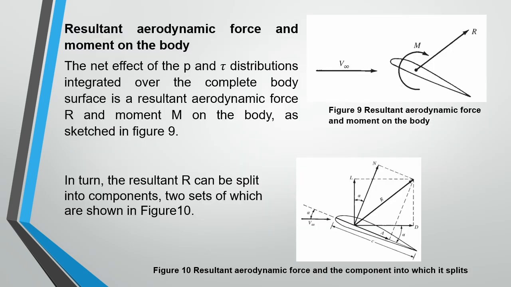Now, let's talk about the resultant aerodynamic force and the moment on the body. So the net effect of the pressure and the shear stress distributions integrated over the complete body surface is the resultant aerodynamic force. However, the moment on the body, as sketched in the figure, is the moment of the resultant force. In turn, the resultant air force can be split into components, two sets of which are shown in figure 10.